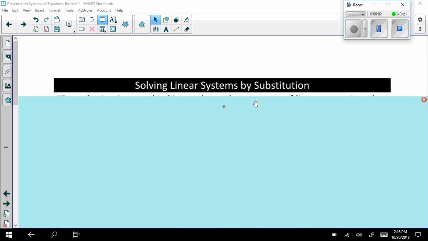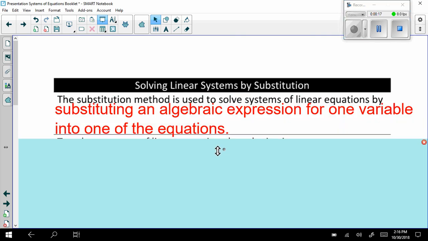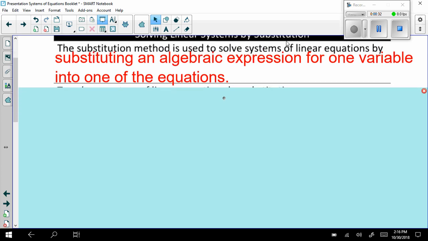In this video, we're going to talk about solving systems of equations using substitution. This is the first of our two algebraic methods for solving for the point that makes both equations true. The substitution method is used to solve systems of linear equations by substituting, replacing, an algebraic expression for one variable into one of the equations. That doesn't make a whole lot of sense, but as we look at the examples, hopefully it will make more sense.